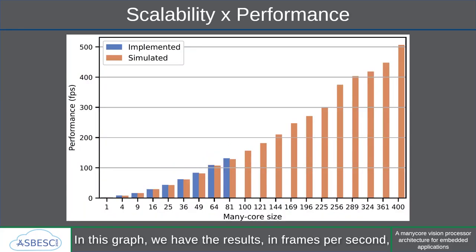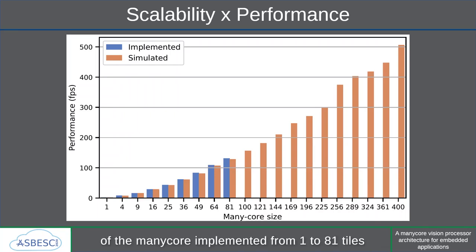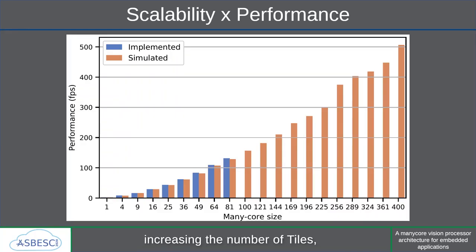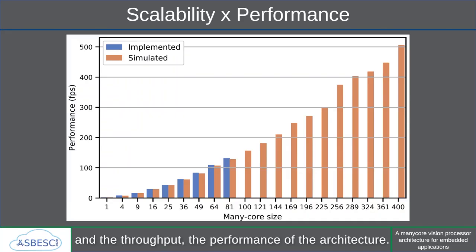In this graph, we have the results in frames per second of the manycore implemented from 1 to 81 tiles and simulated from 1 to 400 tiles. It would be possible to continue increasing the number of tiles, but the simulation time was already in several hours for each case. But we can see here the scalability and the throughput, the performance of the architecture.